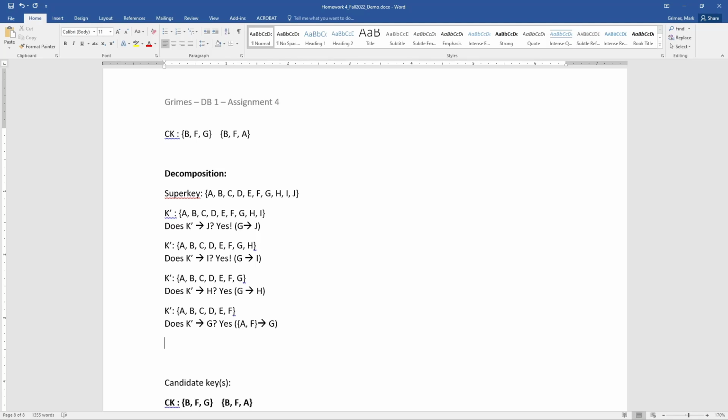So we can actually get rid of G because AF determines G and G determines H, I, so AF would also determine H, I, and J. So we don't really need that G that seemed pretty important just a moment ago. So we'll try again. Let's set K prime to A, B, C, D, E. And we say now, does K prime functionally determine F?